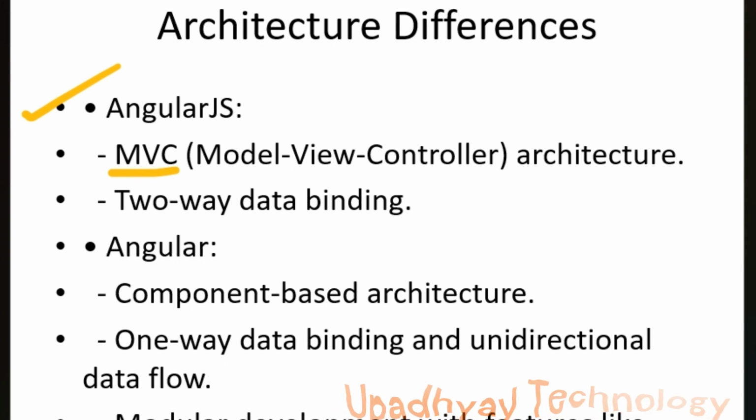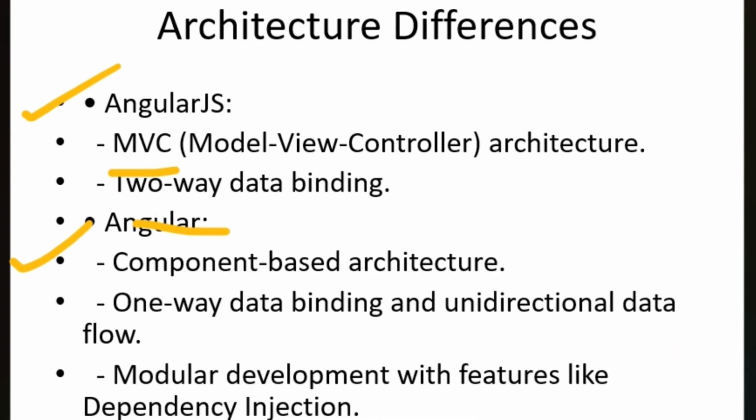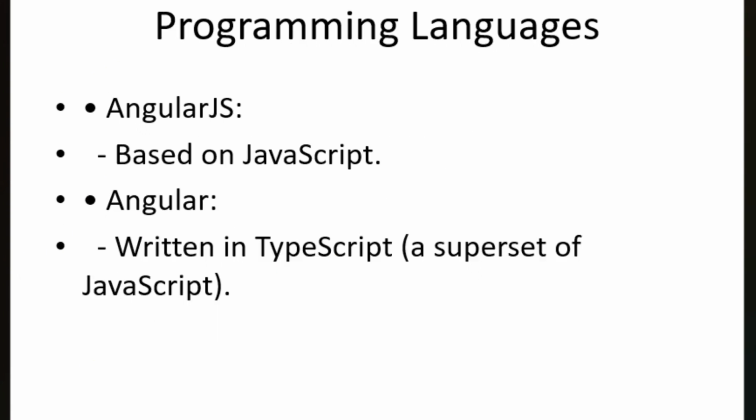Angular, in contrast, uses a component-based architecture where applications are built from reusable components. Data flows in one direction, providing better control and making the application more predictable. It also supports dependency injection, which allows the framework to manage components and services efficiently, promoting reusability and modularity.